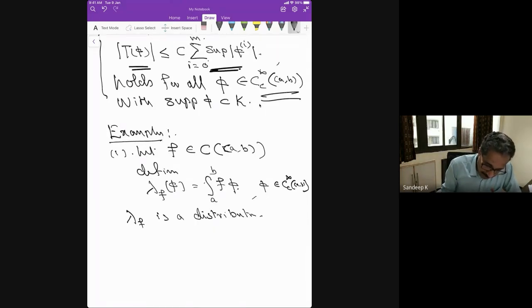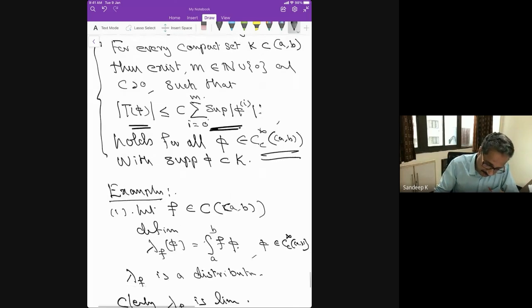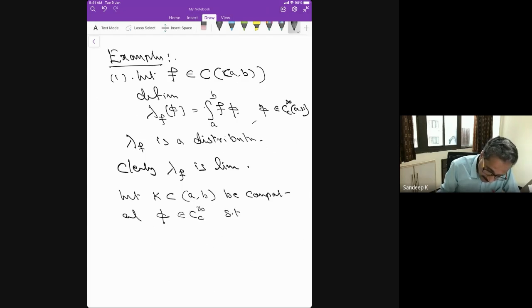So let f be a continuous function on AB, define lambda f of phi is equal to integral from A to B of f into phi. Then lambda f is a distribution. Clearly, lambda f is linear. That is because lambda f of phi 1 plus phi 2 is the integral, and you know that the integral is additive. It just follows. Then we have to check whether it satisfies this condition. So let me do that. Let K, a subset of AB, be compact and phi in C_c infinity such that the support of phi is a subset of K.